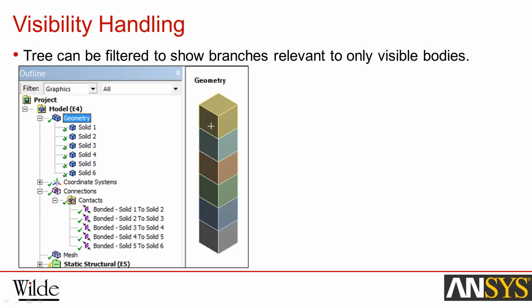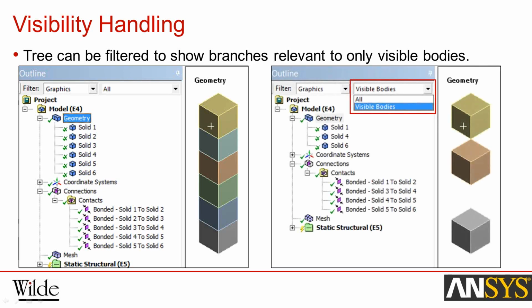The tree can be filtered to show components that are only relevant to the visible bodies. In the example shown here, when we hide three of the bodies, you can see that the tree is also filtered to show only the branches which contain visible sections of the geometry. So you can see here we've lost solid 2, solid 3 and solid 5.